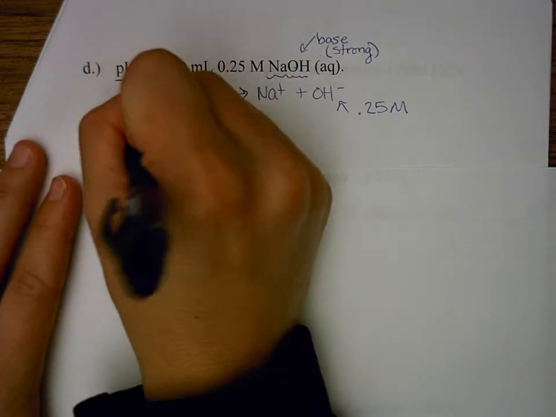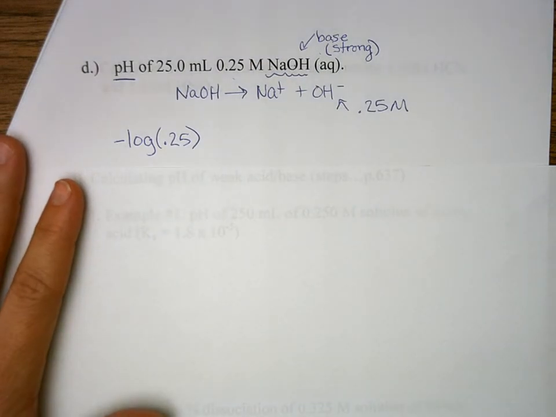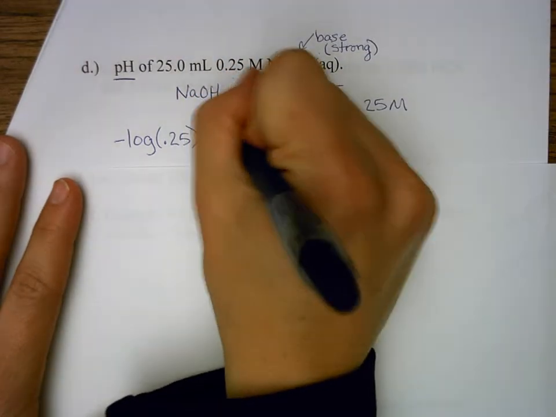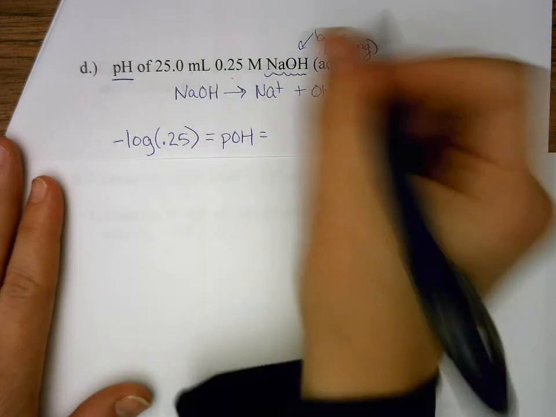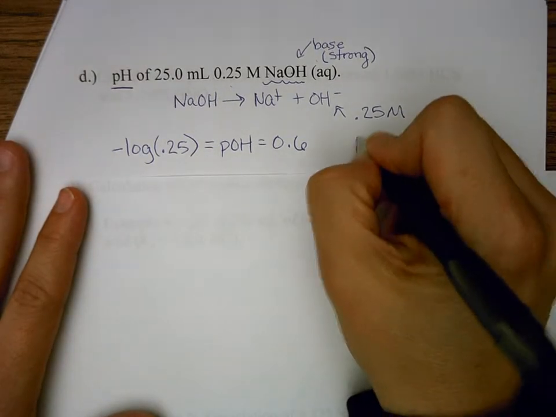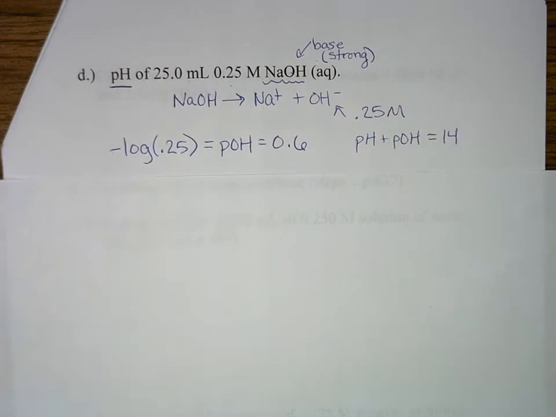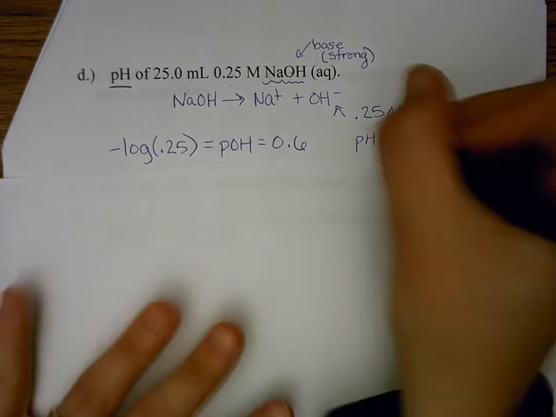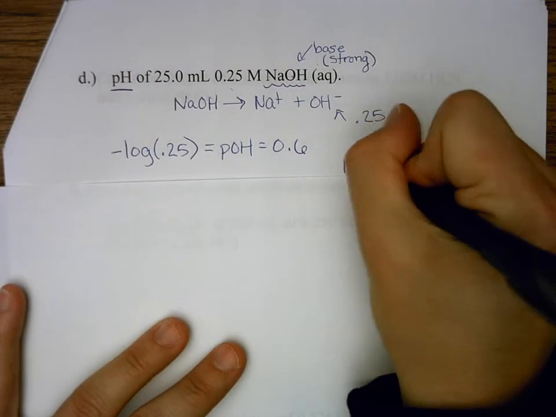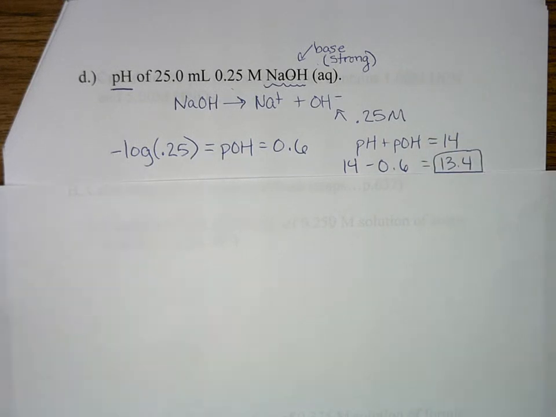Now when I negative log that number, 0.25, does that give me pH? It gives me pOH. Okay, I can do that. It gives me 0.6. And I know that pH plus pOH equals what number? 14. 14. So now I can go ahead and subtract. 14 minus 0.6 equals 13.4. That is your pH. Okay, and that's a basic pH, so that makes sense.